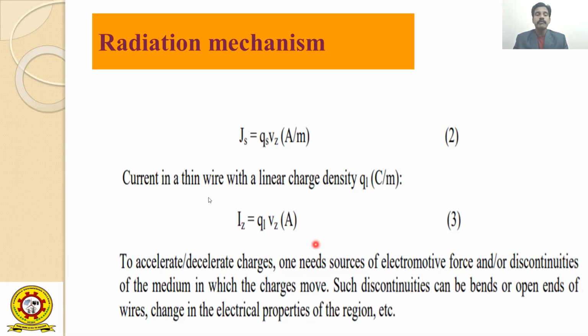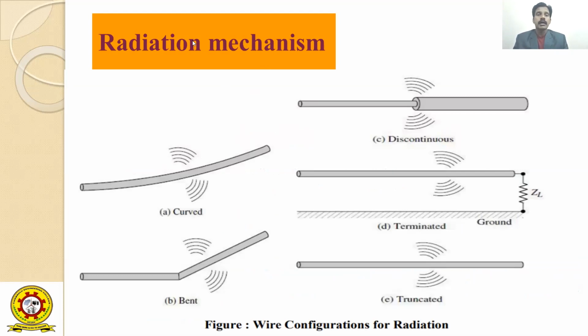This much current is required, either by acceleration or deceleration of charges, and one needs a source of electromotive force. Because of discontinuity of the medium, the charge will automatically move back and forth throughout the material. Such discontinuities are brought about by an open end of the wire, which changes the electrical properties of this very important regime. So this current is very important for our later analysis. This is the radiation.